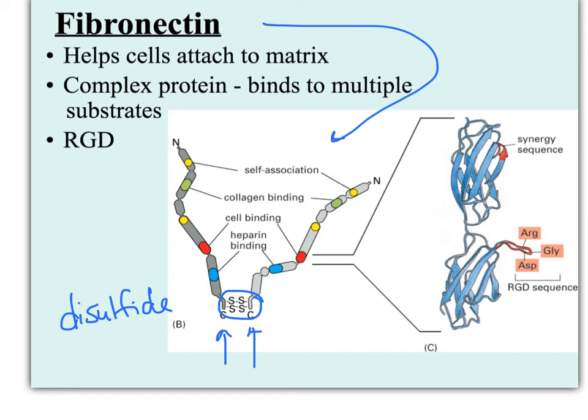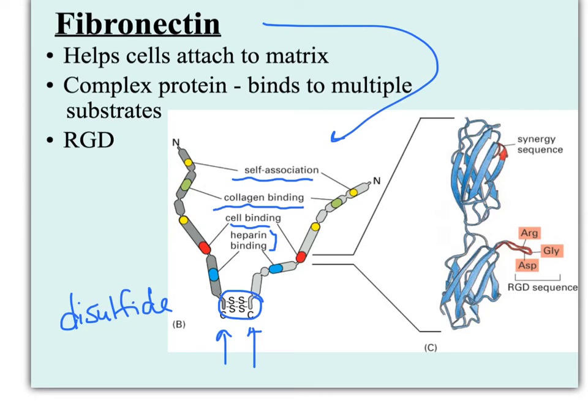And I really like this protein because it points out what happens when you have different domains in a protein. If you look at this, each fibronectin has a self-association domain, which means it can bind to itself. It has a collagen binding domain. So now we have two extracellular molecules that can bind to one another. It has a cell binding domain, which I'll talk about in a moment, and it has a heparin binding domain.